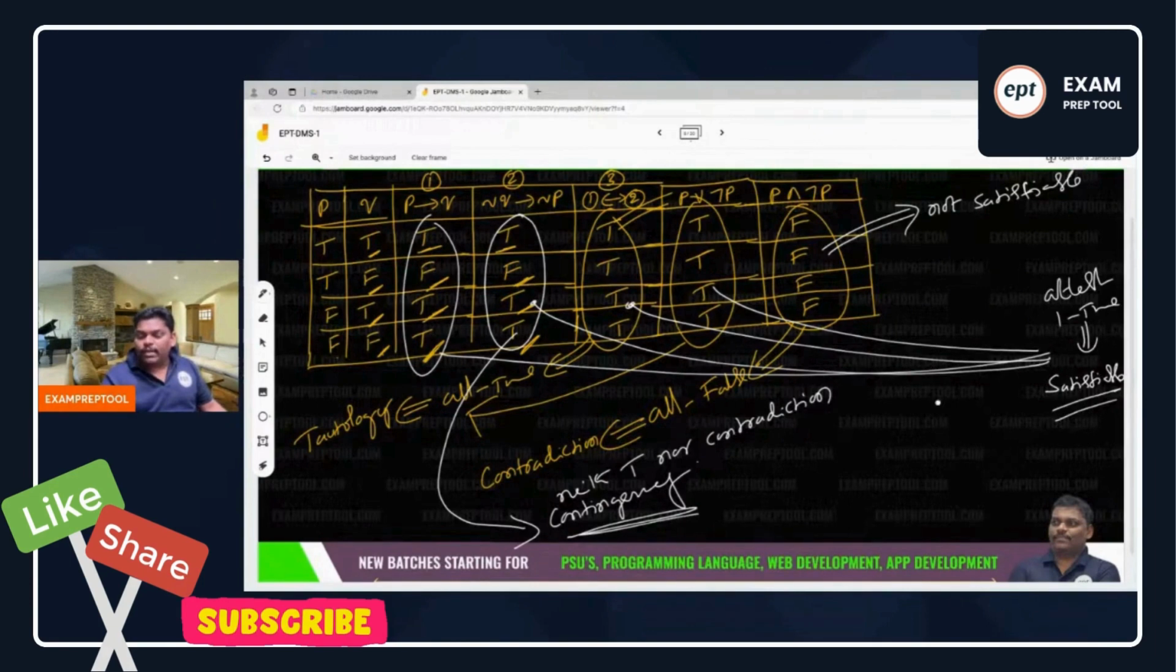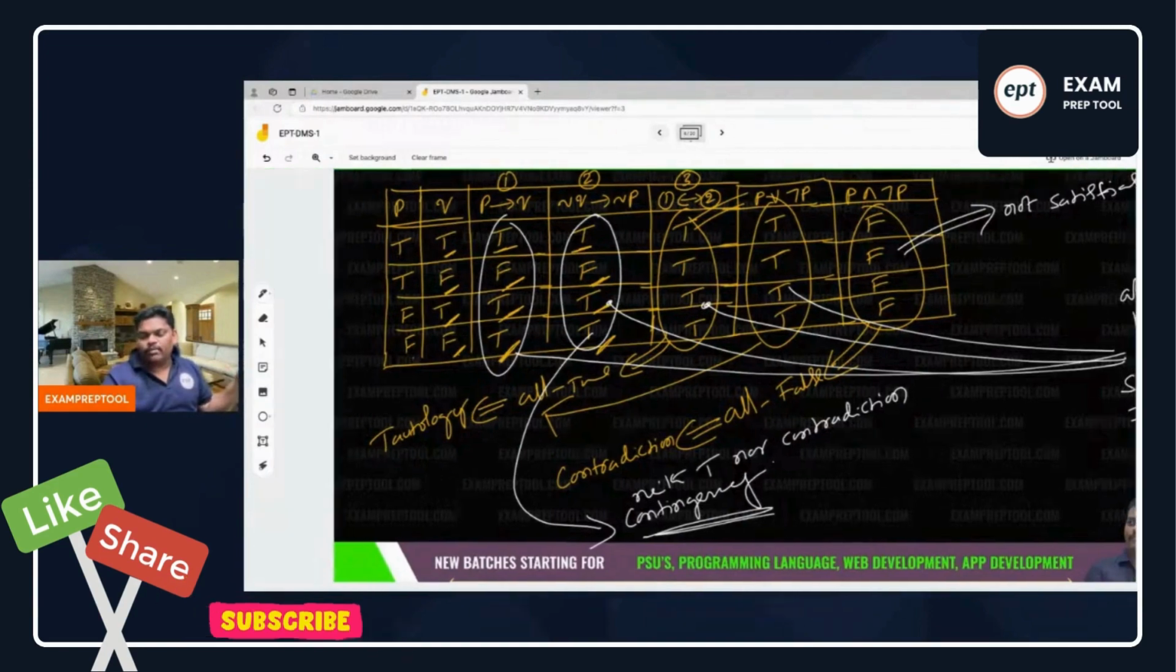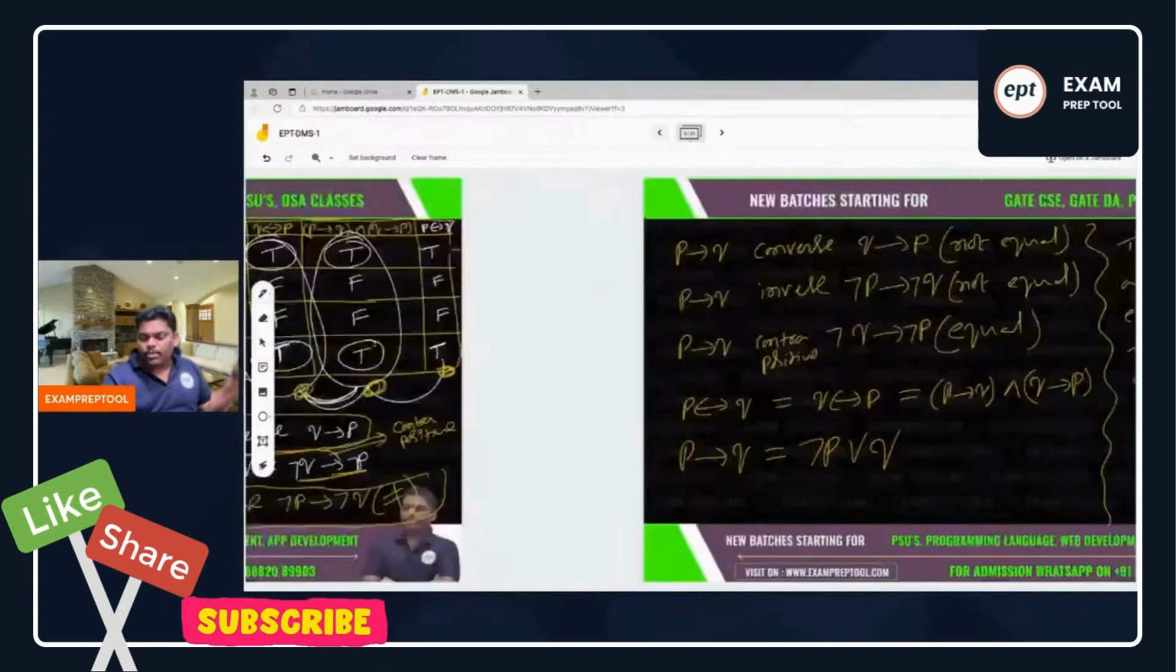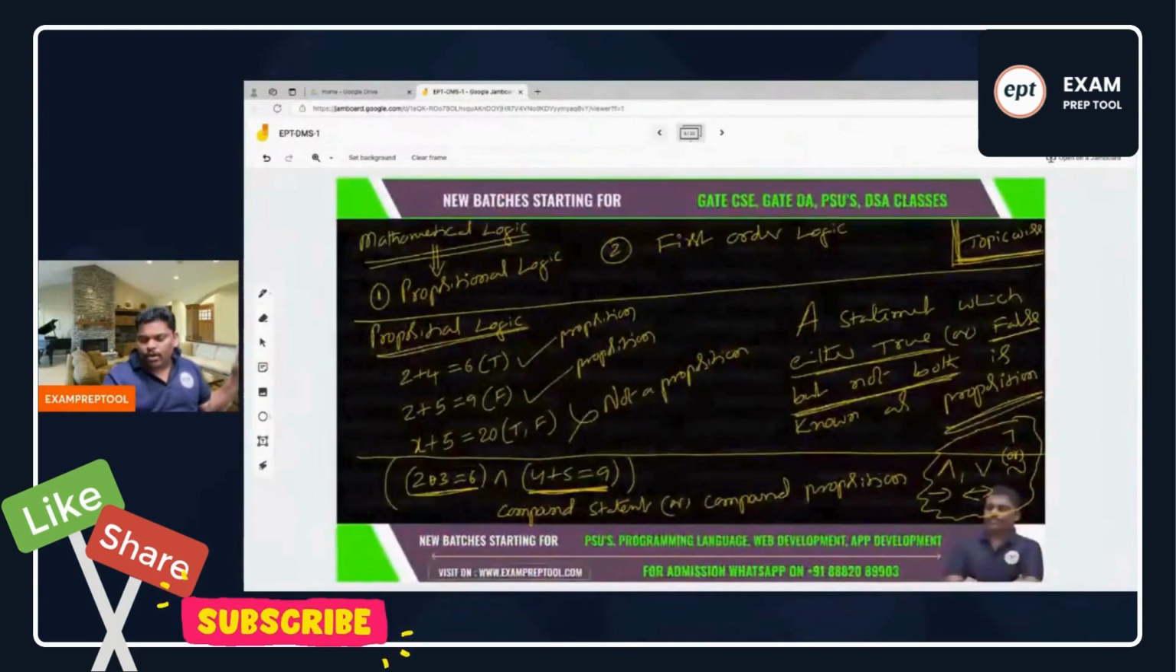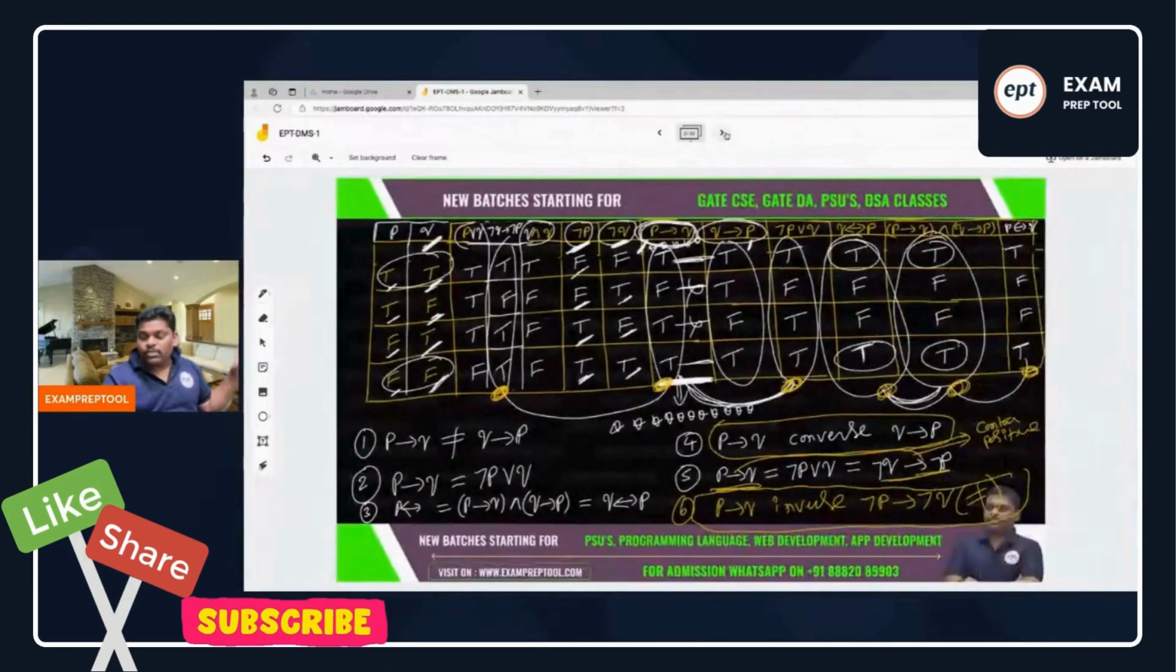The keywords, whatever I have written. Today's class is propositional logic introduction. All keywords came. What is a proposition? What is a compound proposition? When can I say two propositions are equal? What is converse? What is inverse? What is contrapositive?